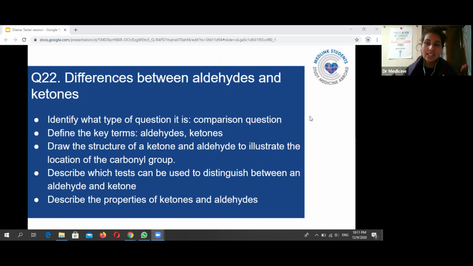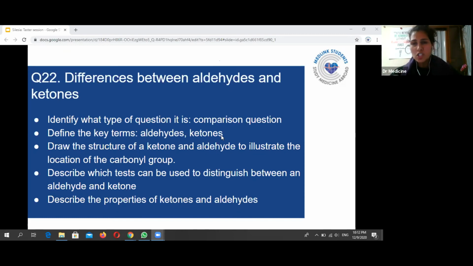So an aldehyde and a ketone, yes, they are part of different homologous series, but they do share the same functional group. An aldehyde is comprised of a carbonyl group, which is at the end of the carbon chain, and a ketone is comprised of a carbonyl group, which is found in the middle of the chain. And the location of this carbonyl group affects how they are named as well. And we'll come on to this.